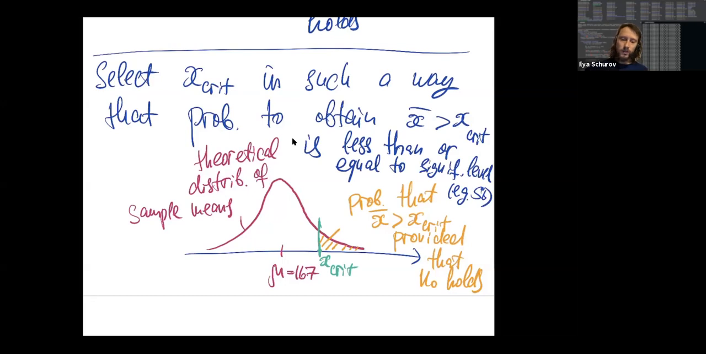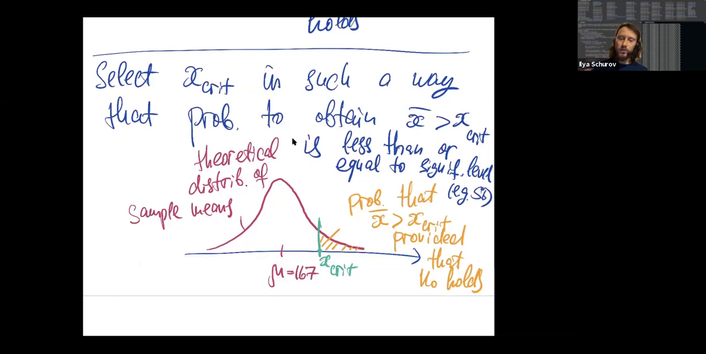So note that this curve is obtained from theory. This curve is in a sense imaginary. This curve represents our possibilities that can take place if the null hypothesis holds. I say that if the null hypothesis holds and my population mean is this one, then I will get different values of my sample that lie somewhere here, somewhere here, maybe somewhere here, but the probability to obtain a value somewhere here or somewhere here is extremely small. And this is my theoretical picture.